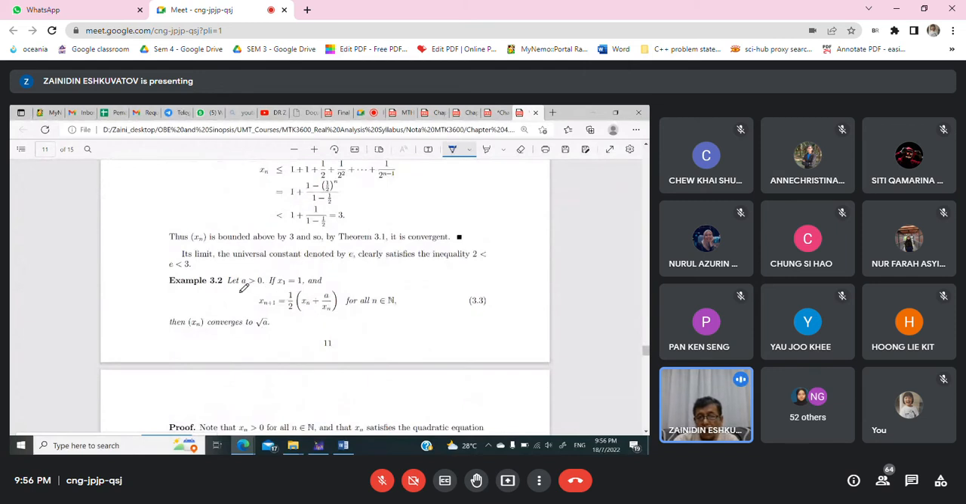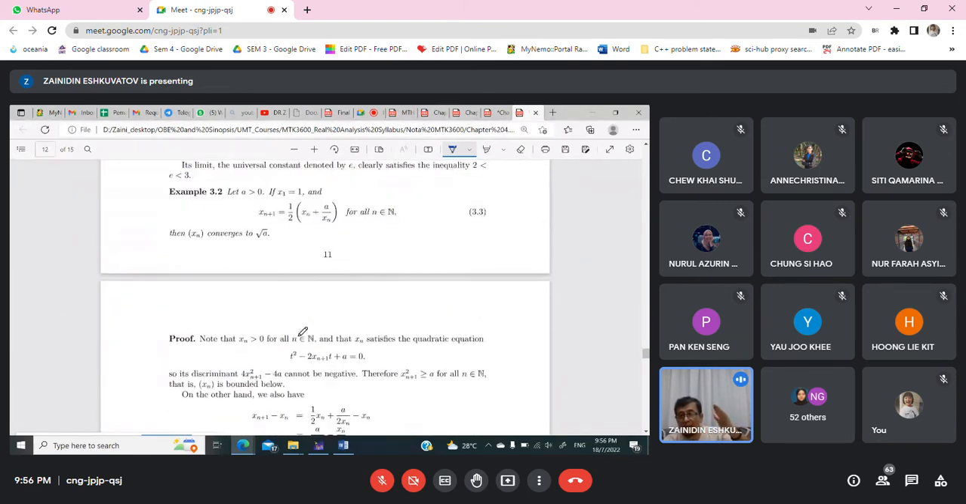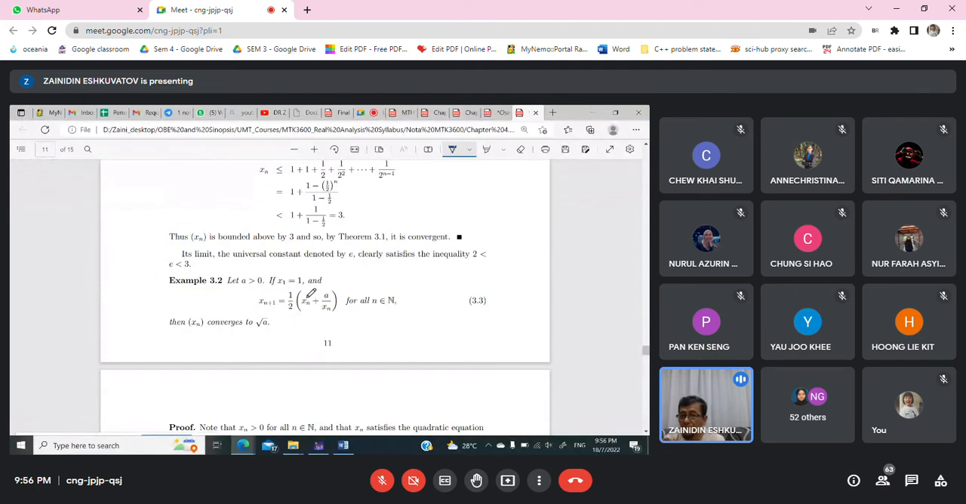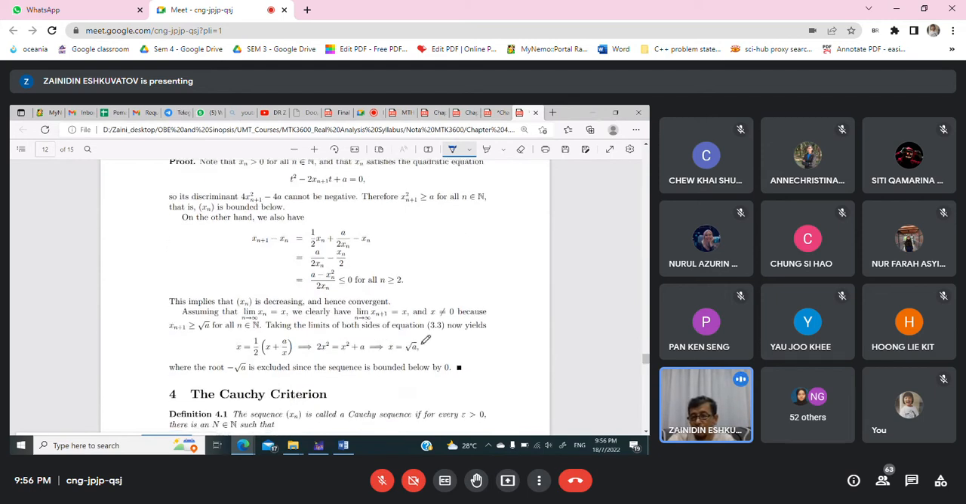How to find the limit of this sequence? First of all, you need to prove that this sequence is increasing and bounded above. After that, because of the Bolzano-Weierstrass theorem, if it is increasing and bounded above, it has a limit. So by that assumption, we can find the limit of this sequence. Okay, for example, for this case, it gives these results.